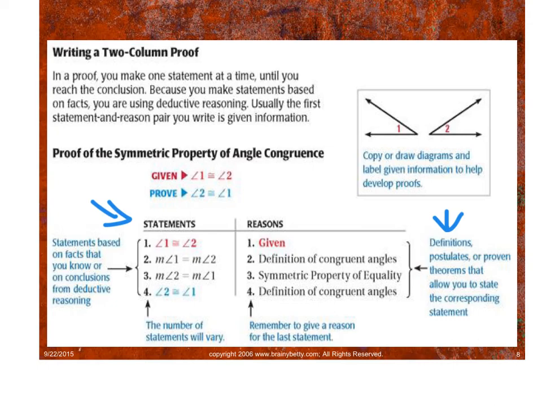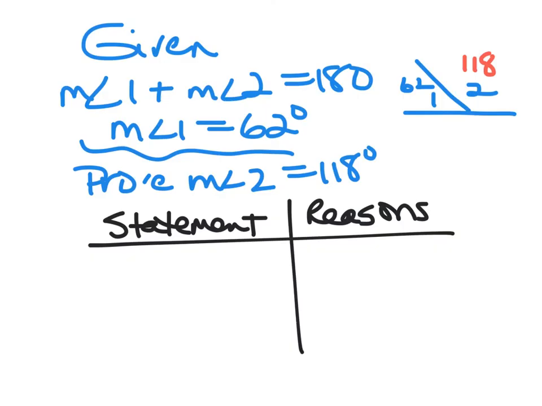Everybody good on this? Did you guys have to fill anything on here? Yes. Alexa. Okay, so this is our given information. I provided a picture for you. And we need to try to prove that the measure of angle 2 equals 118 degrees. What should be our first statement?